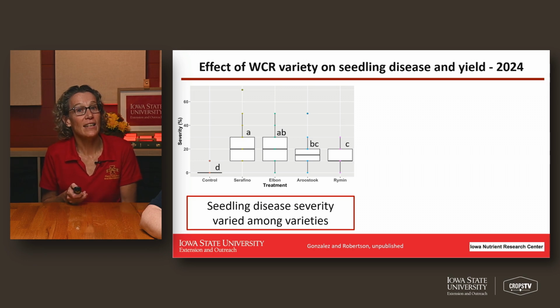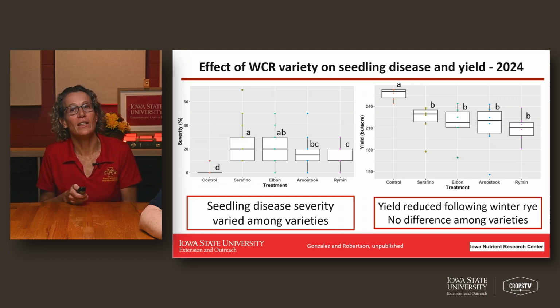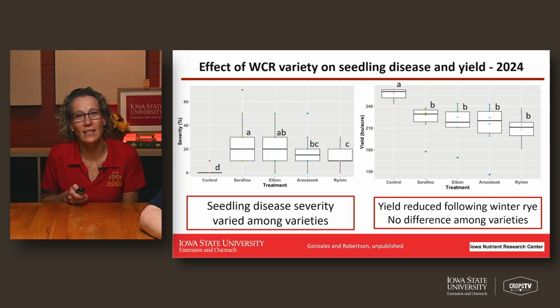If we look at seedling disease first, we can see that we had more severe seedling disease following a cereal rye cover crop, and that seedling disease severity varied among the varieties. We had more severe seedling disease following Serafino than we did following Aristuca or Ryman. So that was really interesting, fun from a pathologist's point of view to see this in the field. When we looked at the yields, the yields were reduced following the winter rye, but we didn't see a difference among the varieties.